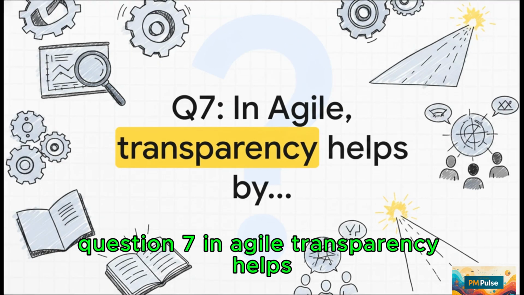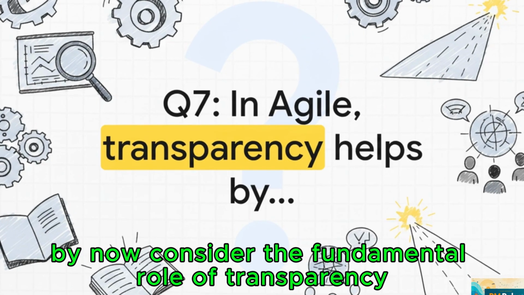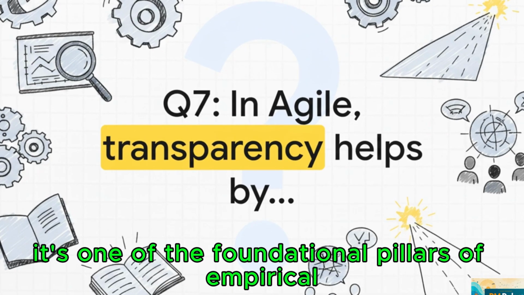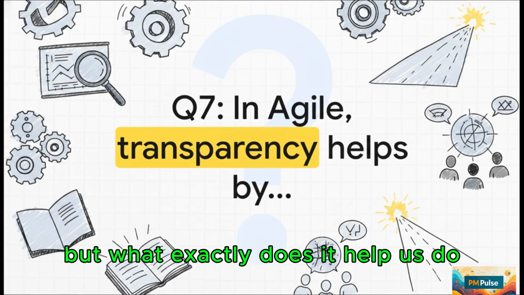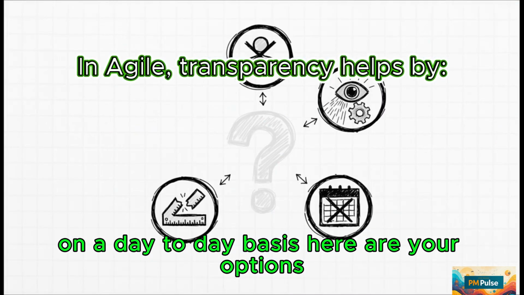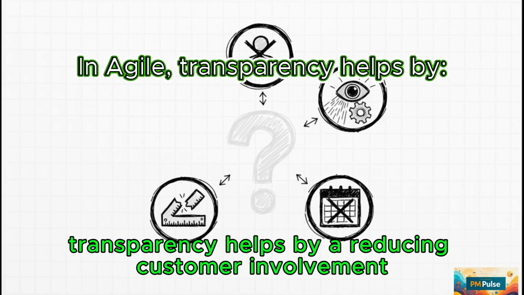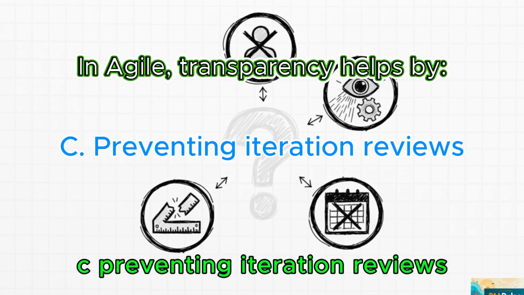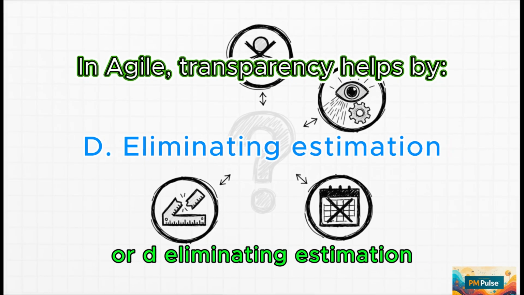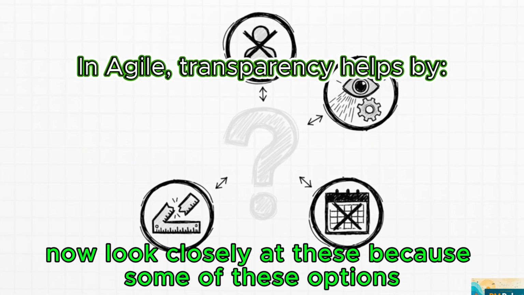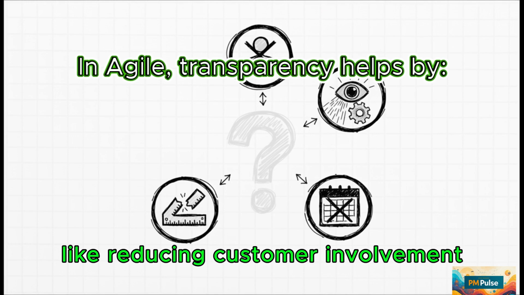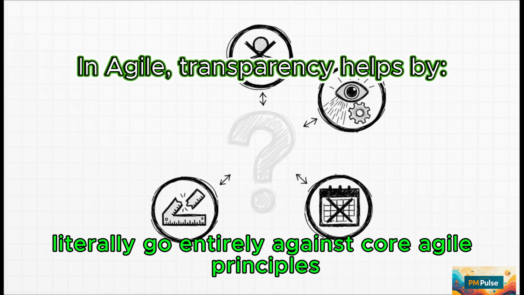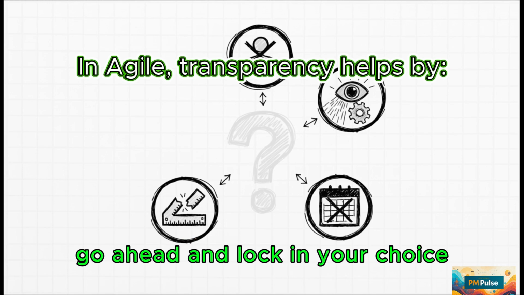Question 7, in Agile, transparency helps by... Now consider the fundamental role of transparency. It's one of the foundational pillars of empirical process control in Agile, but what exactly does it help us do on a day-to-day basis? Here are your options. Transparency helps by A, reducing customer involvement, B, making work visible, C, preventing iteration reviews, or D, eliminating estimation. Now, look closely at these because some of these options, like reducing customer involvement or preventing iteration reviews, go entirely against core Agile principles. Go ahead and lock in your choice.